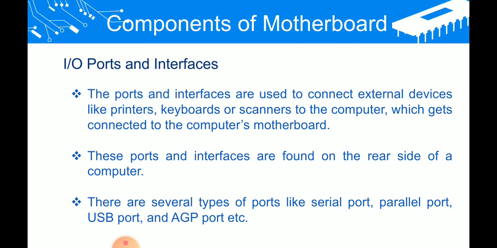Next is I/O ports and interfaces. So ports and interfaces are used to connect external devices. External devices are printers, keyboards, scanners, etc. The ports and interfaces are found on the rear side of the computer. That is, we can see the ports inside our black box. The black box means the one box which we call as CPU.